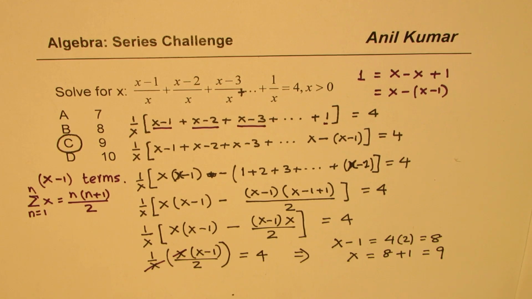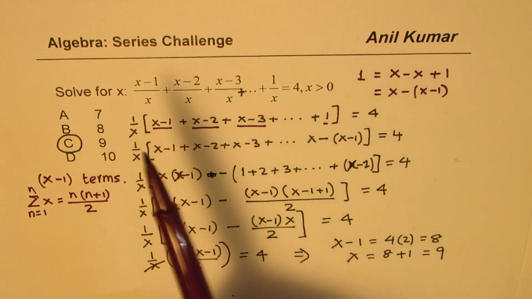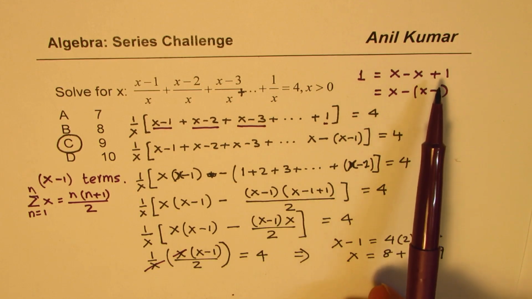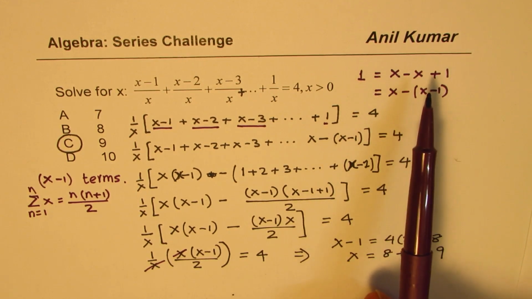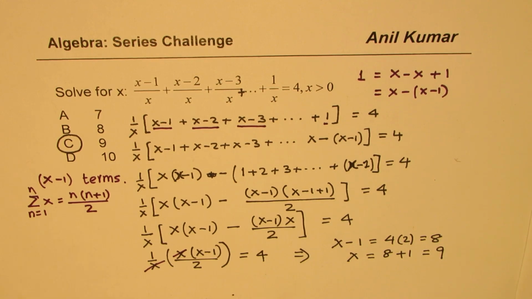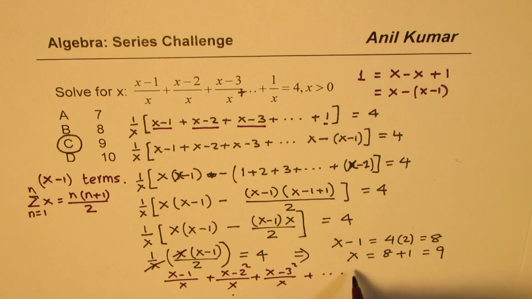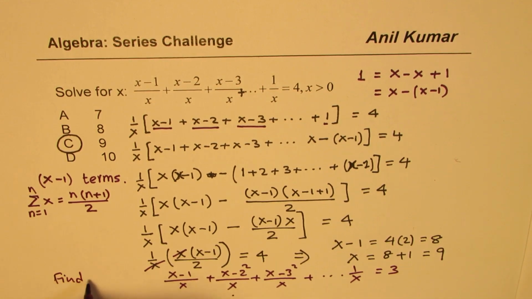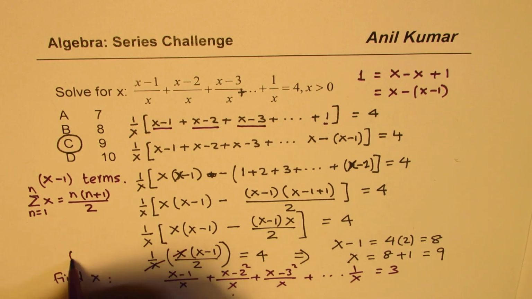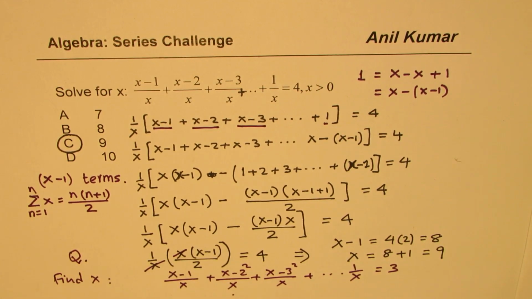Now, this kind of strategy you could apply to many different questions. Let me give you one which is very similar to this. Now, we could have these terms as squares, and then also we can apply the same strategy. The only thing that will change is this particular formula. So you could have a series like (x minus 1)/x plus (x minus 2) squared over x plus (x minus 3) squared over x plus so on till 1/x equals, let's say, 3, and find x. So let this be the question for you. This is a practice question for you. So I hope that will help you to practice similar kinds of questions and understand this particular strategy.